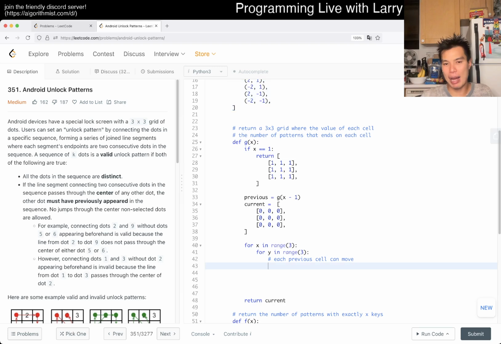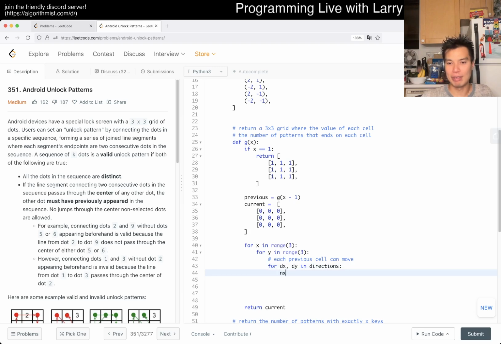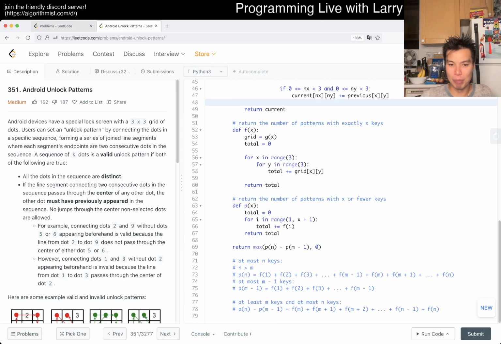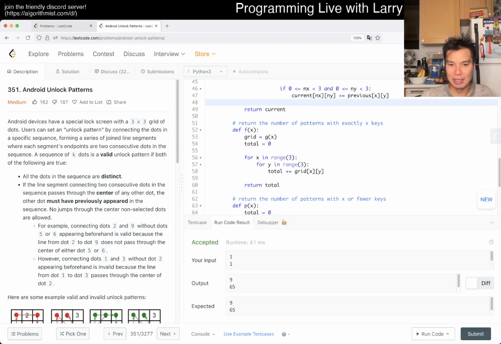And then it's just about, okay, now you have this transition in dynamic programming. So current, actually, you have for dx, dy in directions, nx, ny is equal to x plus dx, y plus dy. If nx and ny are inside, less than 3, basically, I'm so used to writing it that way, then current of nx, ny is added to the previous of xy, and then that's it. This is actually pretty beautiful, and you could even cache it and it'll be fine.